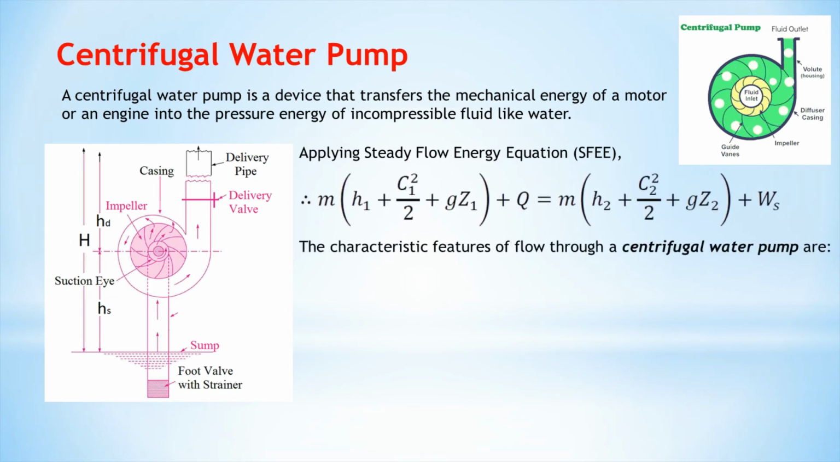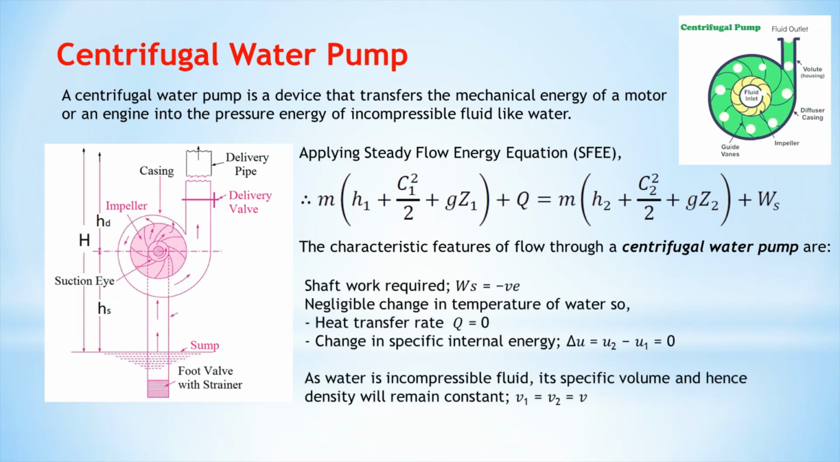The characteristic features of flow through a centrifugal pump are: here we consider the work done sign to be negative, because here we are doing work on the system. Okay. And in the case of a turbine, the system gives the output, so at that time we consider a positive sign. So here we neglect the change in temperature of water, because the application of the centrifugal pump is to move liquid from one place to another, so there is no heat transfer. So here we consider Q equal to 0, and the change in specific internal energy is also 0, because the temperature remains the same.